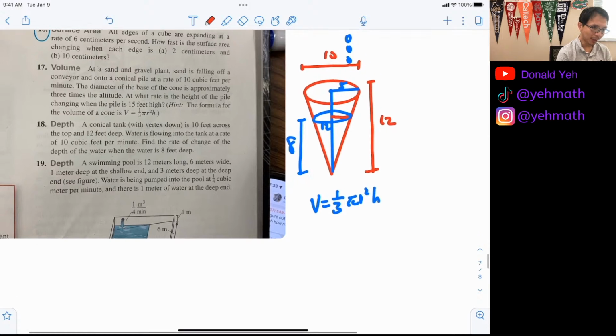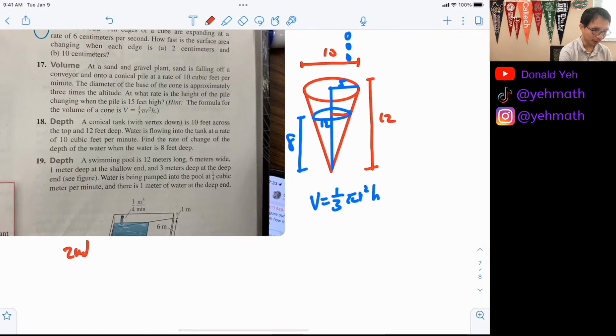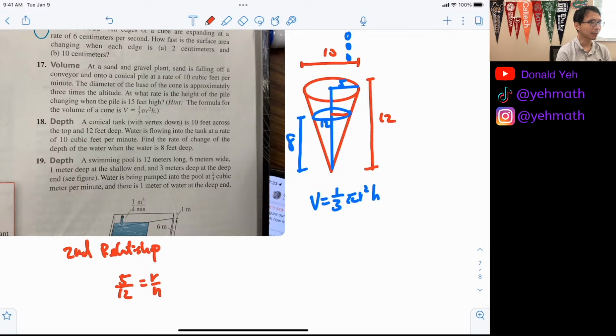So can you see the second relationship? The second relationship here is 5/12, right? It's a ratio between what? R and H. Does that make sense? The nice thing about this is that it will help you reduce a variable. The key thing is that a lot of you don't know what you're solving for.